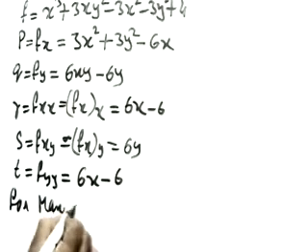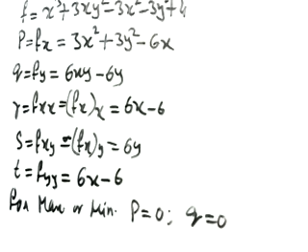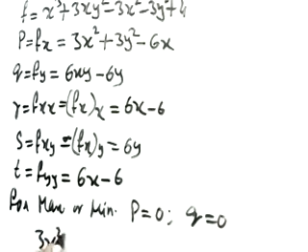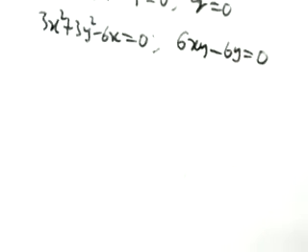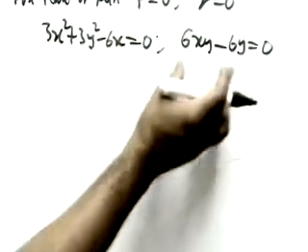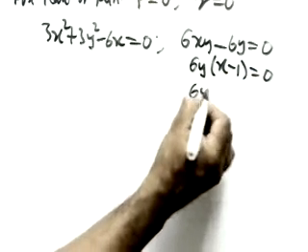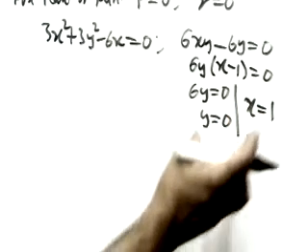Now the second step. For maximum or minimum, what do we have to do? We have to equate p equals 0, q equals 0 and solve for points. Now what is p here? See, this is p here: 3x square plus 3y square minus 6x equals 0, and q is here: 6xy minus 6y equals 0. Now you see here, what is the easy term? Watch carefully. From here we can solve. Take 6y common, you are left with x minus 1 equals 0. Separate this: 6y equals 0, y equals 0, x equals 1.